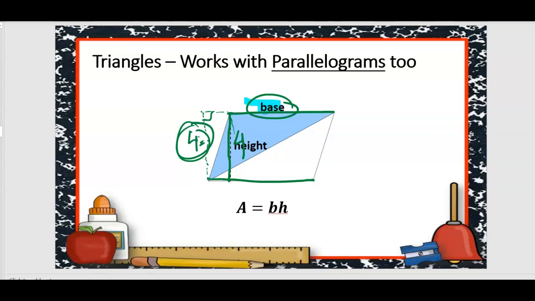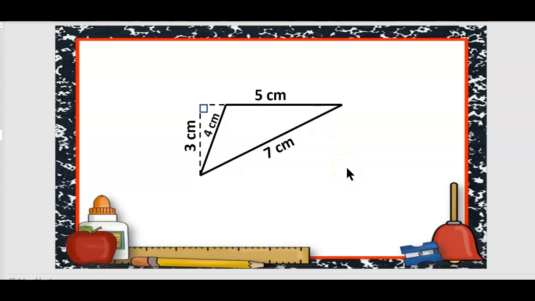Take the blue times the green, divide by 2. So for example, this one. Here's the blue. Oh, that's not blue. That's green.